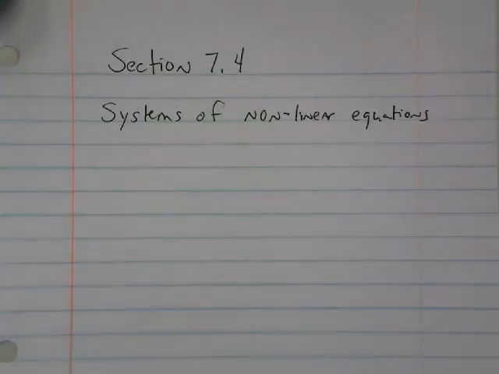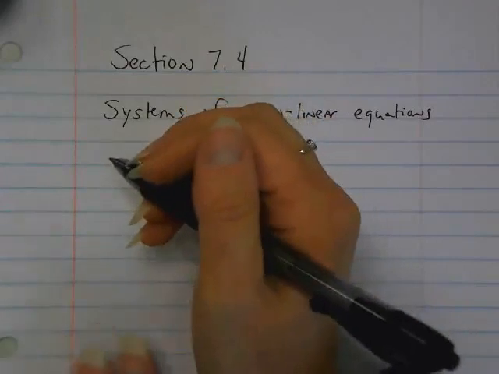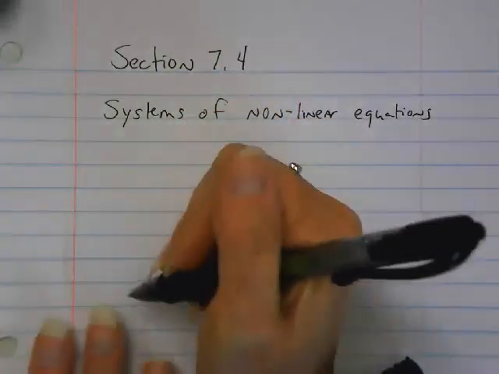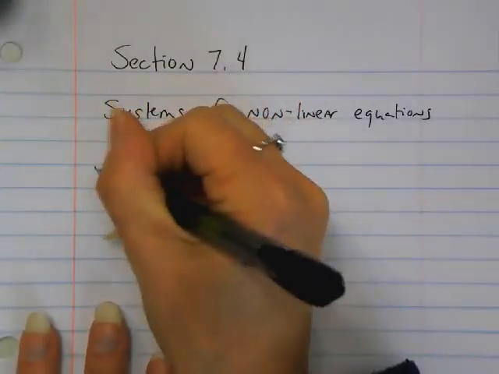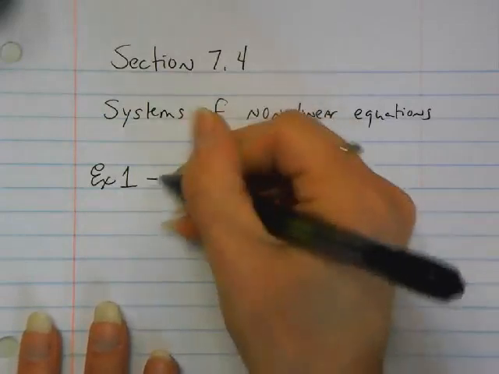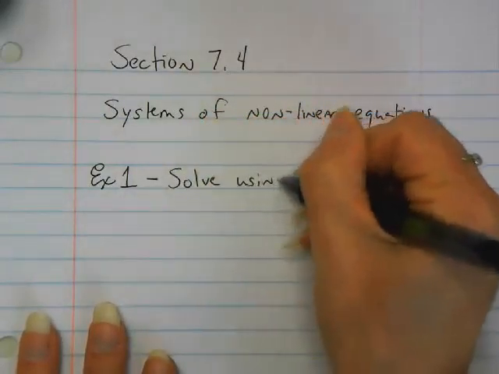Alrighty, today we're going to go ahead and talk about how to solve systems of non-linear equations. So the past couple of days we've been doing just your basic x and y equations. And again, you've got two methods. You can use the substitution method or you can use the elimination method. Alright, so we're going to just hop right into an example. Example 1, solve using substitution.